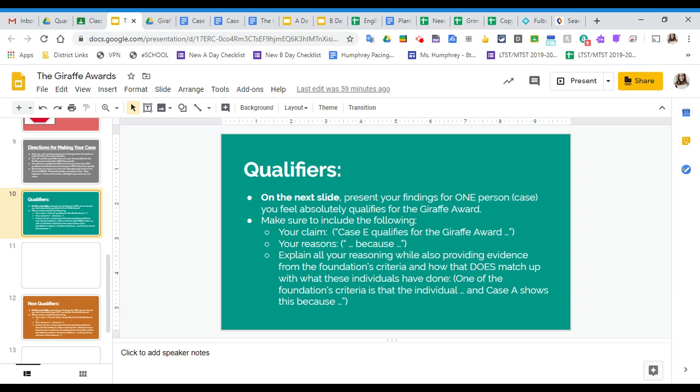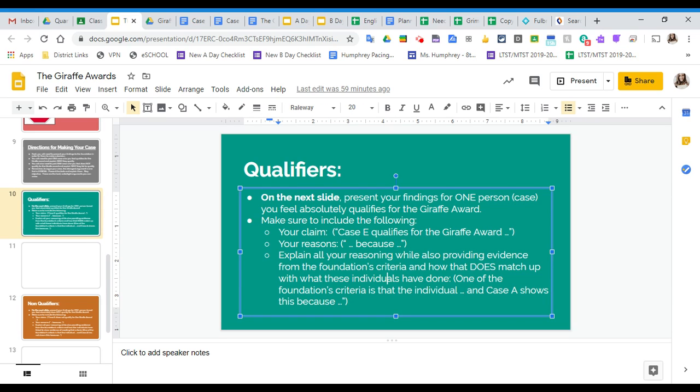So you want to make sure that you have a claim. For example, I said case E qualifies for the giraffe award because, and then tell me why. Why do you think it qualifies? And then make sure that you explain your reasoning while also providing evidence from the foundation's criteria and how that does match up with what these individuals have done.